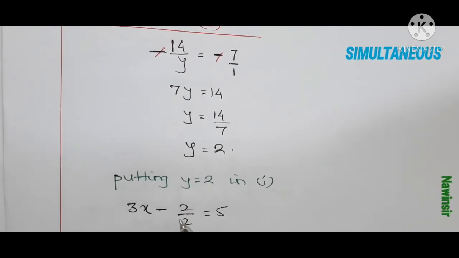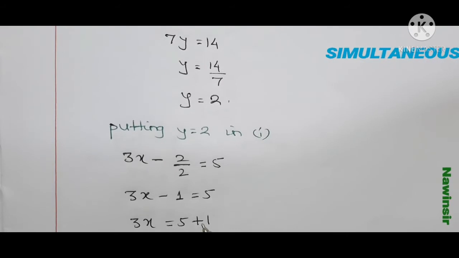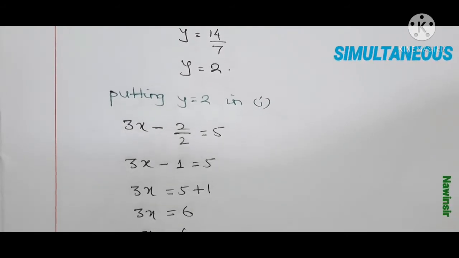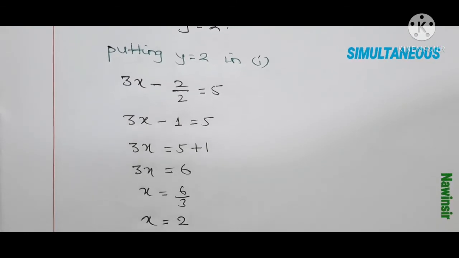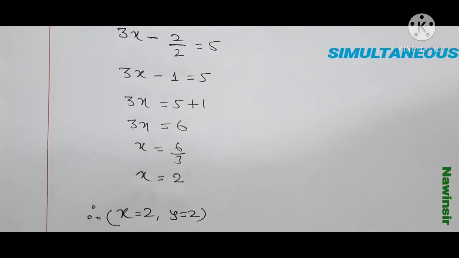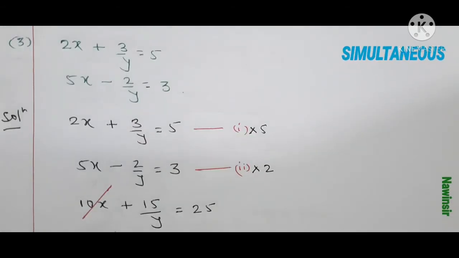Okay, माथि हैन तल पुट गर्नुपर्छ, remember, because y is in the denominator. So 2 by 2 many 1, so minus 1 goes that side, becomes plus 1. 5 plus 1 gives you 6, sign of the bigger number, and 3 will come down, and 6 is divided by 3 2 times. Okay, so x will be equal to 2 and y will be equal to 2 are the solutions. Similarly, we have question number 3.